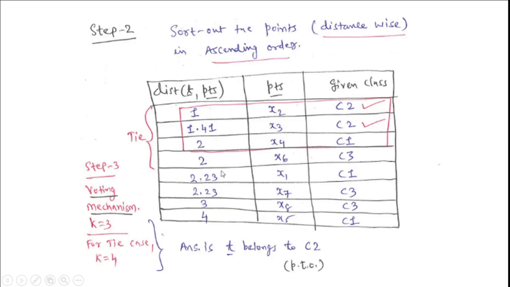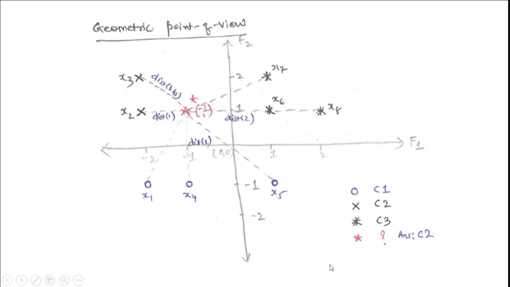We need to make it in ascending order distance wise, like 1, 1.41, 2, 2, 2.23 and 3 and 4 etc. Now in this case the value of K is 3, so we are going to consider only the first 3 rows, and by voting mechanism we check which class wins. In this case C2 wins. Why C2 wins? There are two C2 values and one C1 class. So C2 is greater than C1. So using KNN the test point belongs to C2. Fine, like this.